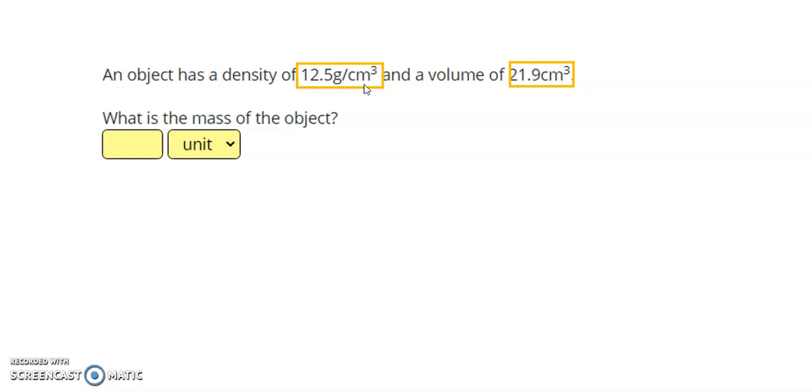This one has grams per cubic centimeter, which tells me that's a density unit, or a density value. So I can write D equals 12.5 grams per cubic centimeter. This one has cubic centimeter, that tells me it's a volume unit. Remember, cubic centimeters or milliliters both indicate volume. So V equals 21.9 cubic centimeters. The question's asking for mass, and we don't know the mass yet. So M equals unknown.